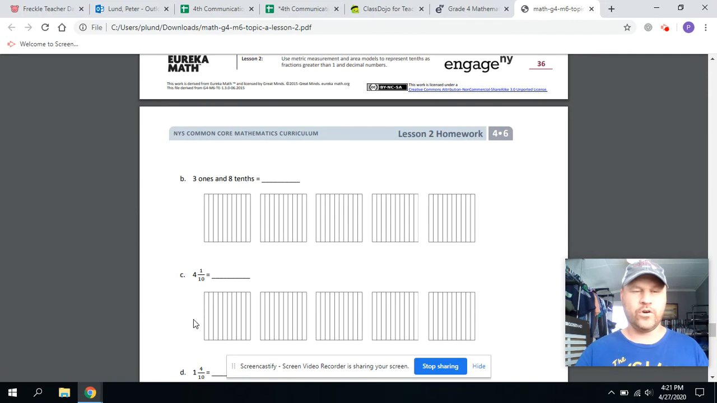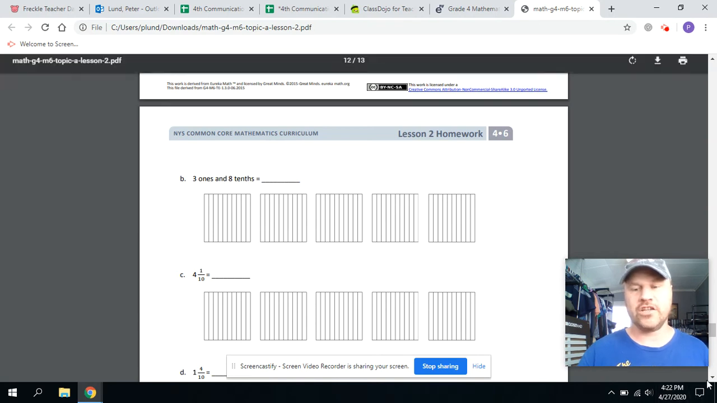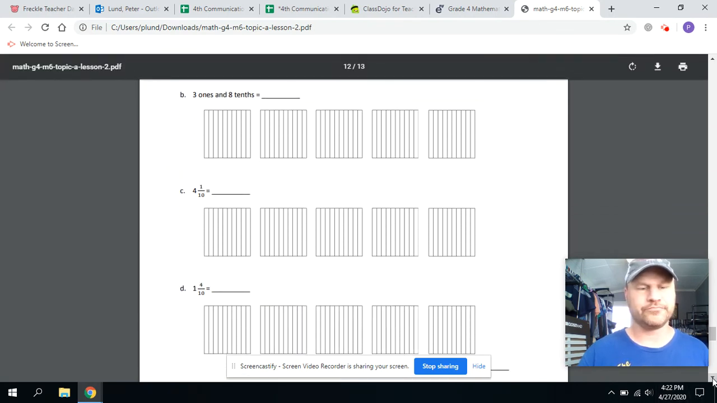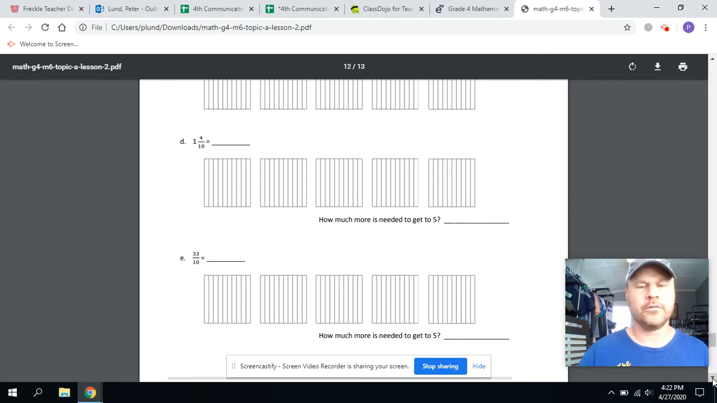So down here, 4 and 1/10, 1 whole, 2 wholes, 3 wholes, 4 wholes, and 1/10 shaded in. Boom. But it equals what? What's another form that it equals? 4.1 is 4 and 1/10. So it's just a continuation of yesterday's lesson. You probably get it by now.